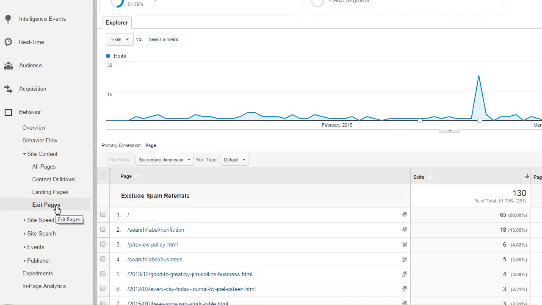So again, with these exit pages, people will exit from somewhere. It's not uncommon for them to exit from a blog post page. The pages to watch are the ones where they are exiting somewhere in the conversion process and not making it all the way to the end. That is where you need to pay attention.